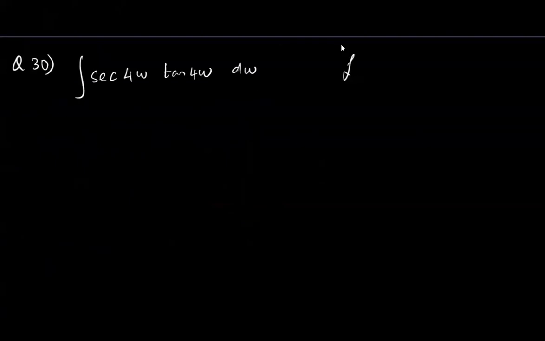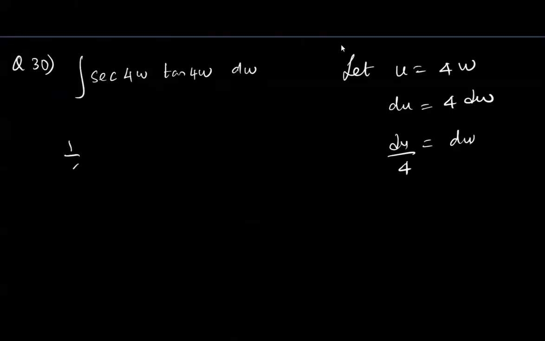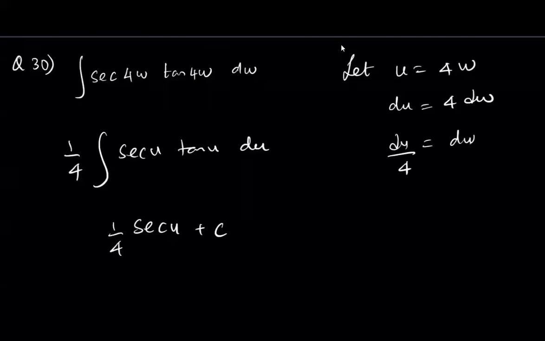So here I'm going to make my u just 4w. So that means du is 4 dw. So dw is du over 4. So this is 1/4 secant u tan u du. And this is nothing but secant u plus c, which is 1/4 secant 4w plus c.